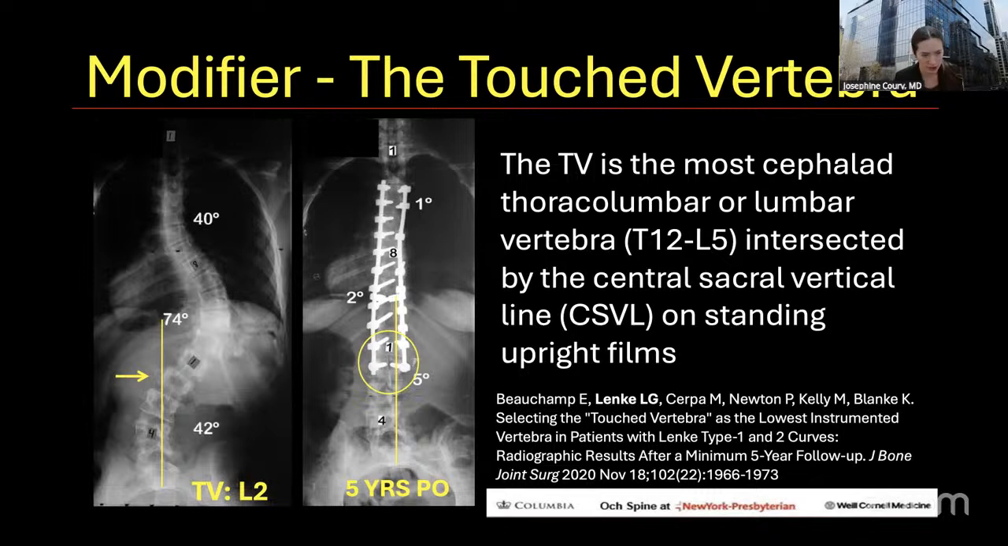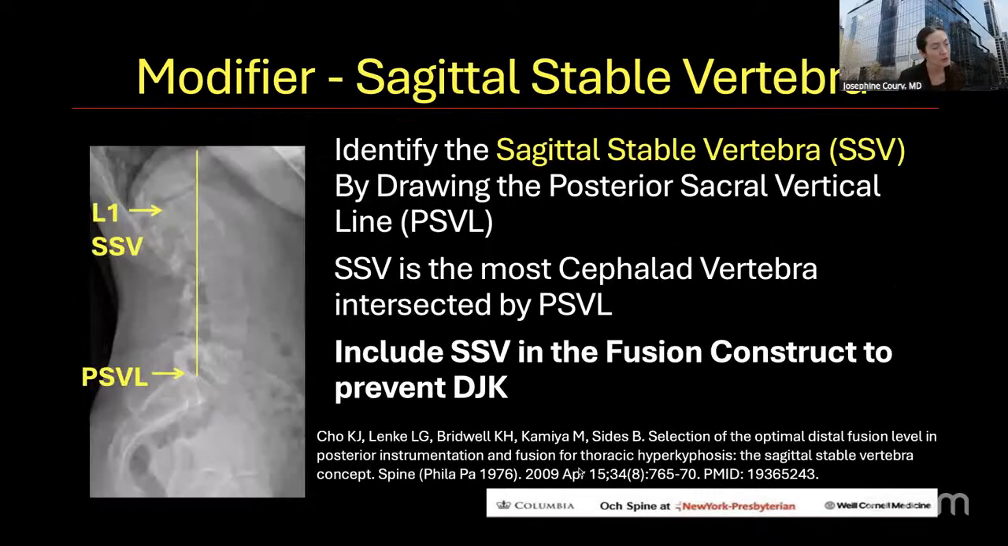People use them interchangeably. And there's been a multitude of studies that have shown, and recently this study here with minimum 5-year follow-up, that it's a very reliable technique to decide on your LIV. So we'll talk more about it later, but just to introduce the concept of this as a modifier, the last touched vertebra.